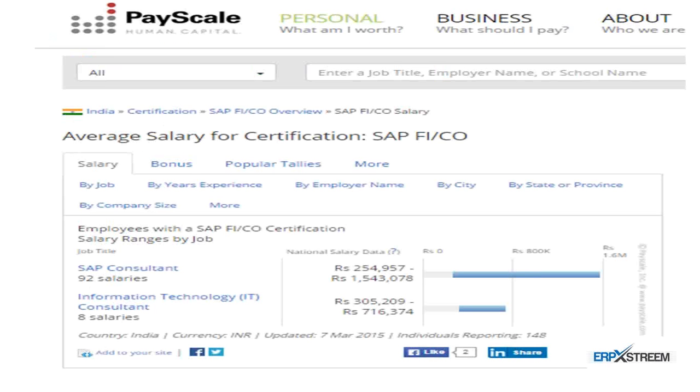Here are some salary scales I have taken from Google, from PayScale, which you may have seen. If you see this slide, you will see the SAP consultant, the average salary for SAP FICO certification. They are getting 15,43,078 per month. These are not my figures, not created by me. You can go and check on Google.